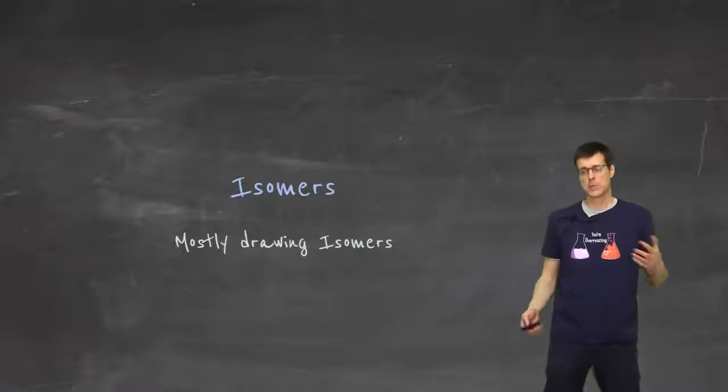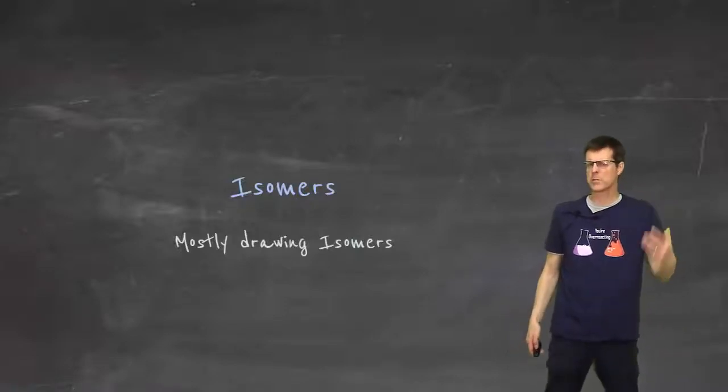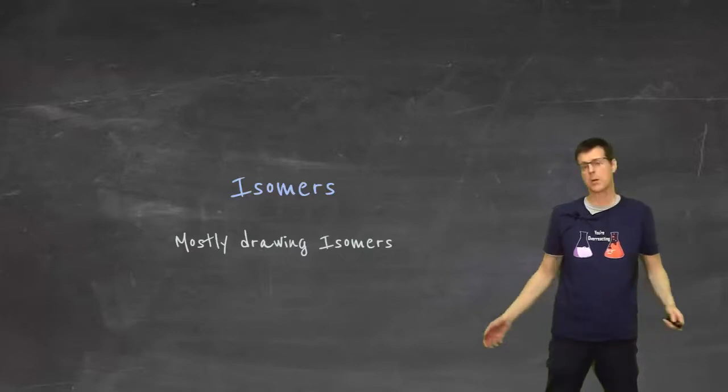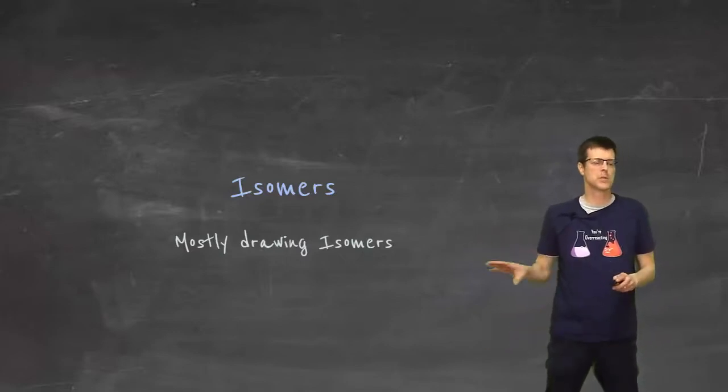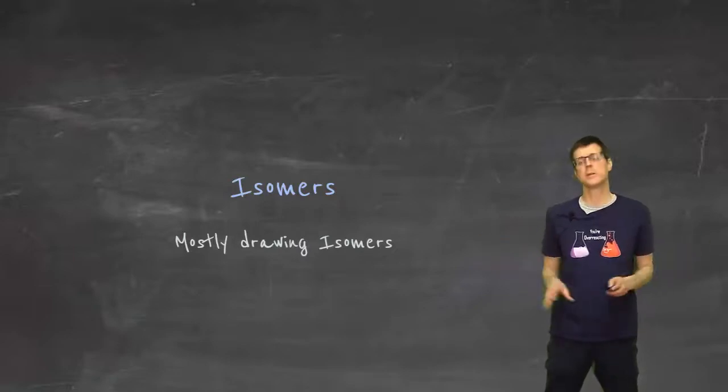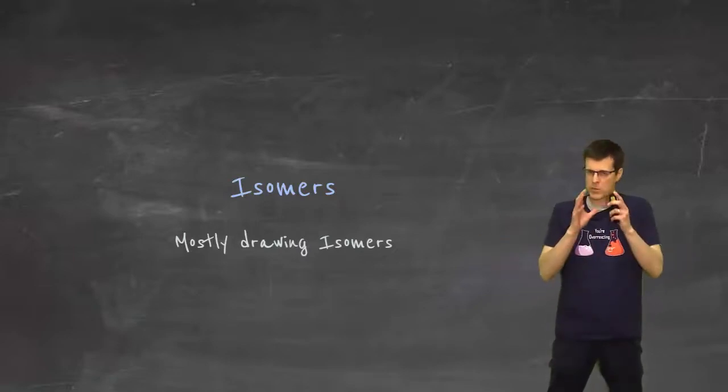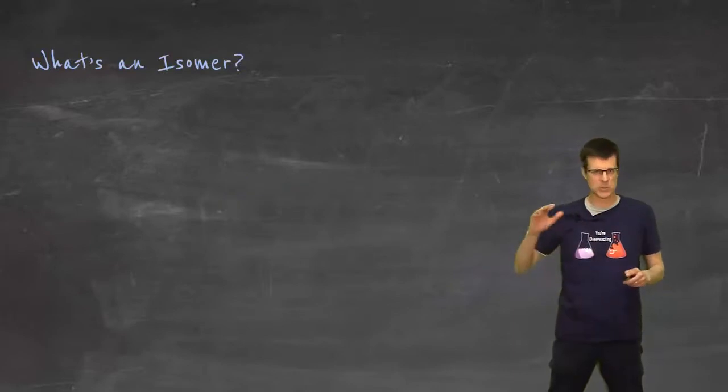Today we're talking about isomers, and mostly we're going to talk about drawing isomers, but we want to talk a little bit about what isomers are and a little bit about the different kinds of isomers. We're not going to get too deep into this because there's more to it than we're going to get to, but we just want to focus on the basics, and we'll deal with some of these other things maybe a little bit later as we need to.